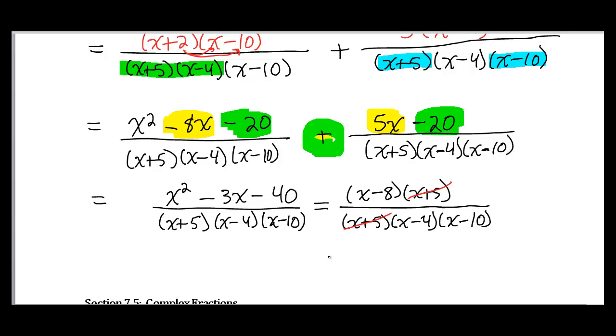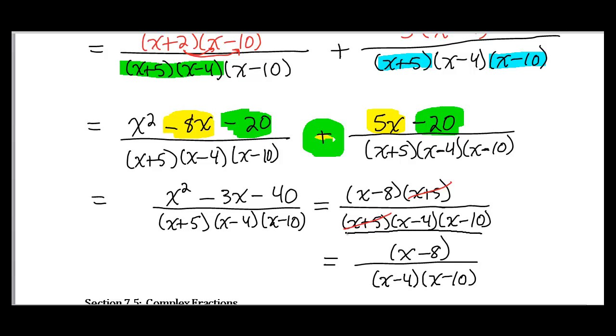So our final answer will be x minus 8 over x minus 4 times x minus 10. And again, you don't necessarily need those parentheses around the x minus 8. Order doesn't matter, but that will be our final answer. This concludes our study of addition and subtraction of rational expressions that have different denominators.